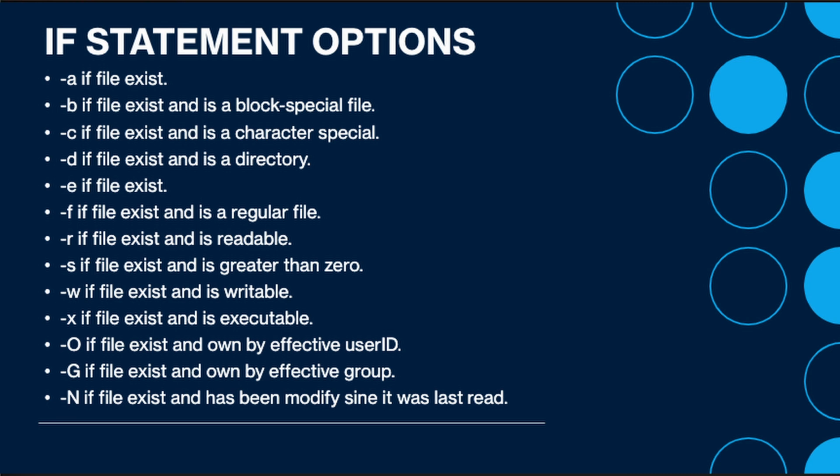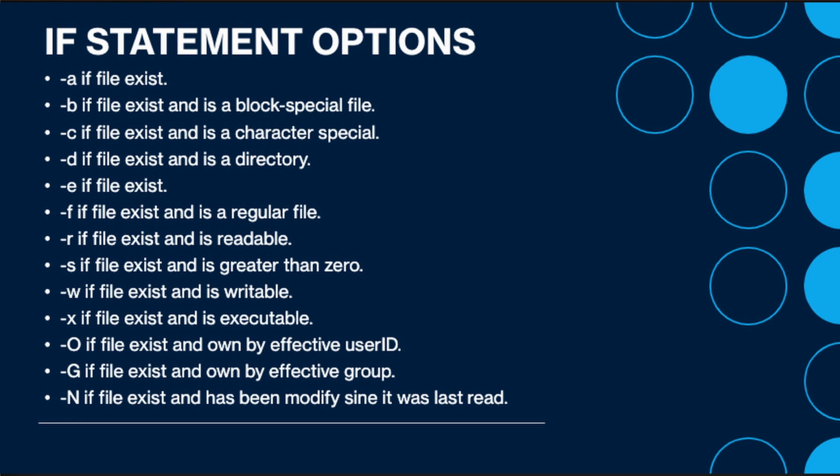The if statement comes with a list of options you can use. You have -a if the file exists, -b if the file exists and is a block special file, -c if the file exists and is a character file, -d if the file exists and is a directory, -e if the file exists. -e and -a go with each other. It's just that -e is more of an updated version, so a lot of people prefer to use -e over -a.